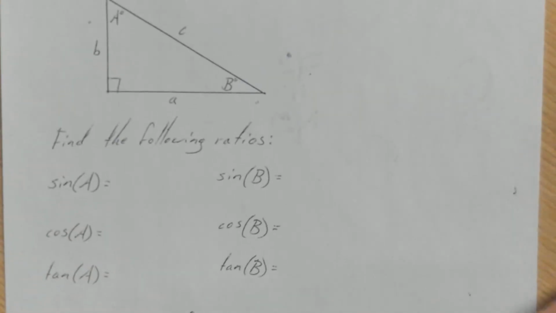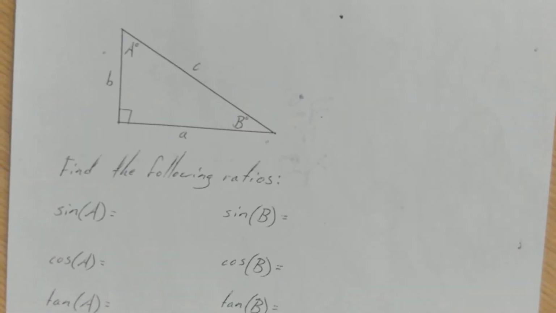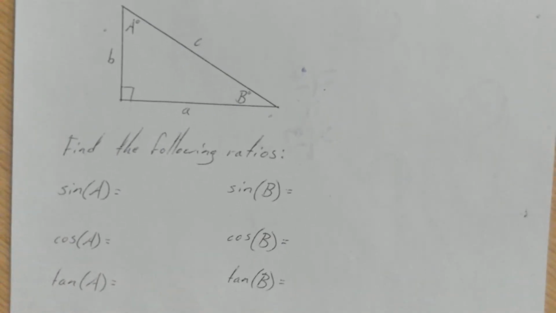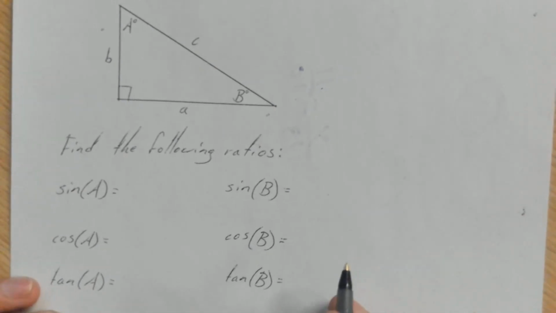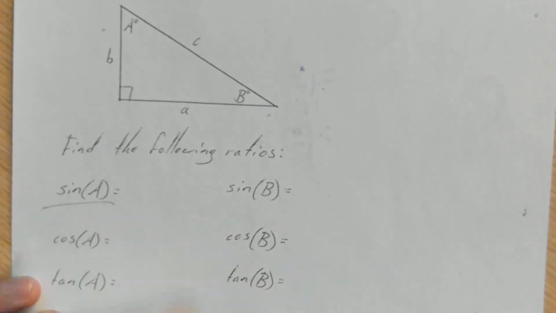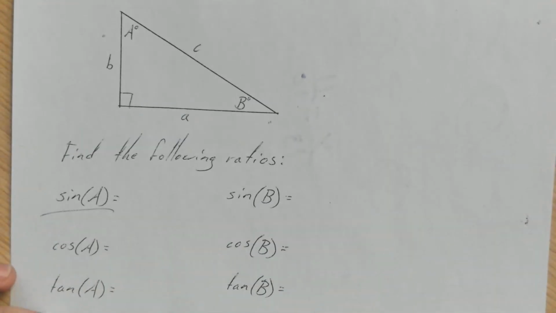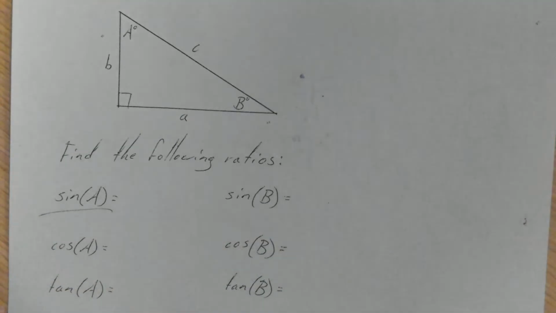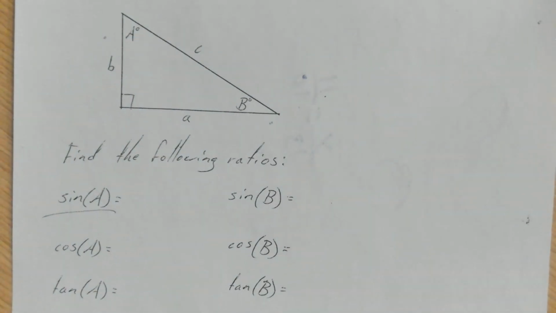So for the second page, this is it. These ones you just have to set up the ratios. Your answers should look just like the letters. Like for this one, sine of A. Well, one thing you can do, let me color code everything.